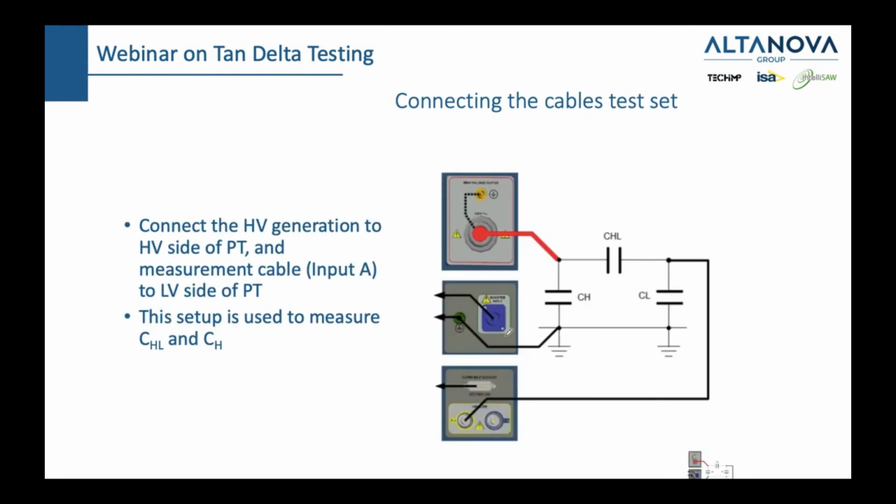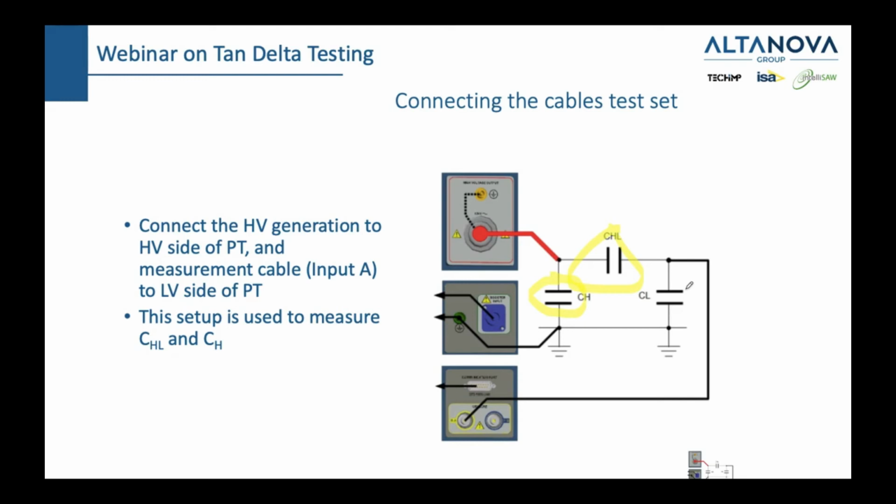With this setup, generation on the high voltage winding and measurement on the low voltage winding, you can measure CHL, which is this one, and you can measure CH. Using this setup, you cannot measure CL. To measure CL, we'll do something else.